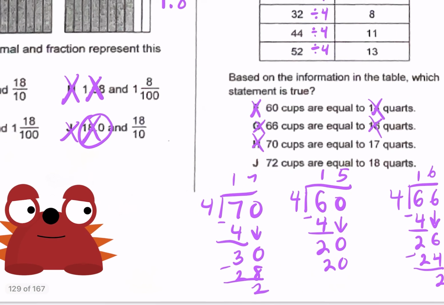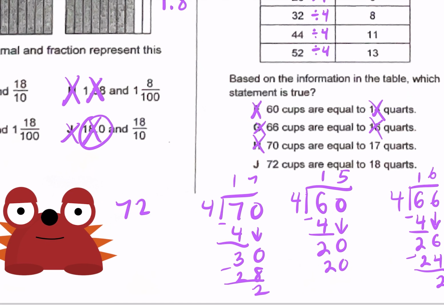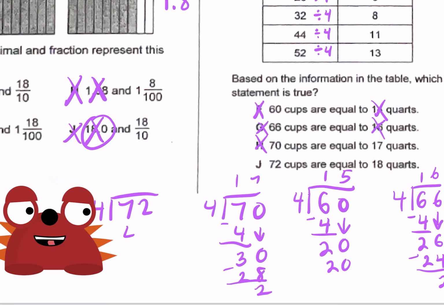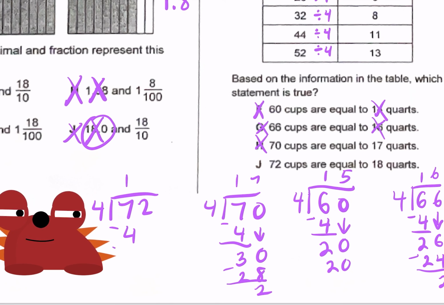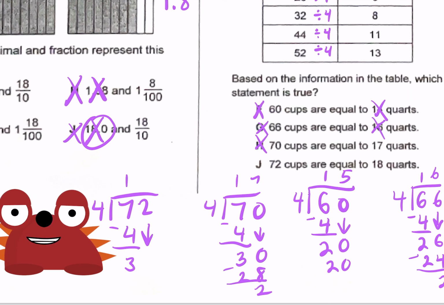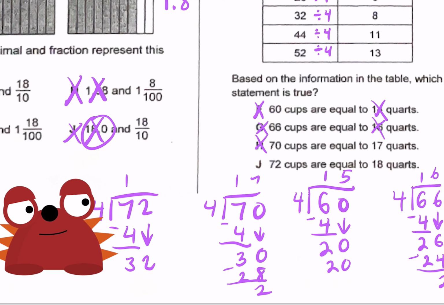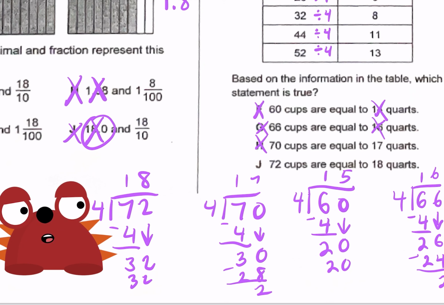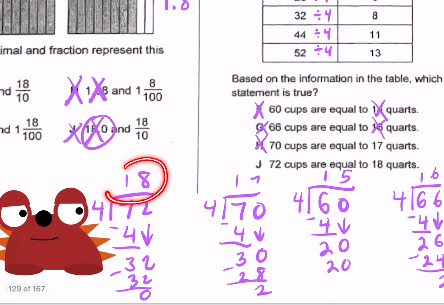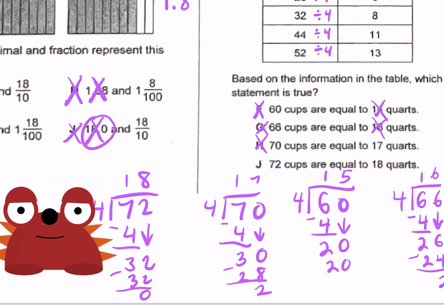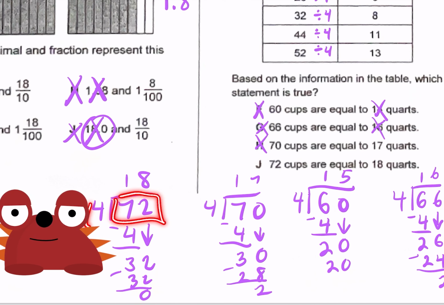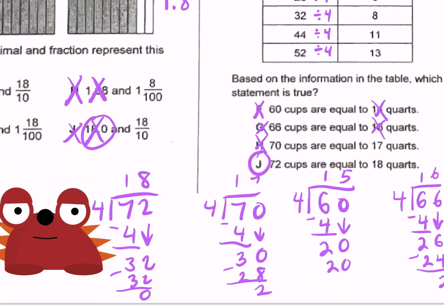So let's check and test the last one. 72 divided by 4. The closest I can get to 7 is 4. I put a 1 up here. My difference is 3. I bring down the 2. The new number is 32. The closest I can get to 32 is 32 by multiplying times 8. And here I have no remainder. So the answer is 18. There is no remainder. And if I divide 72 divided by 4, that'll give me exactly 18. So the answer is J.